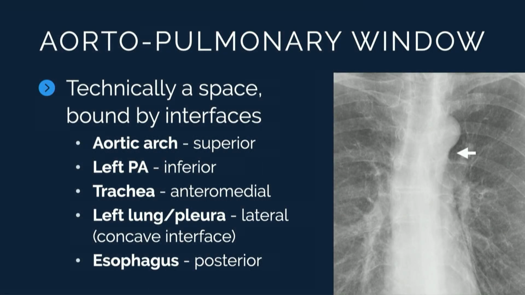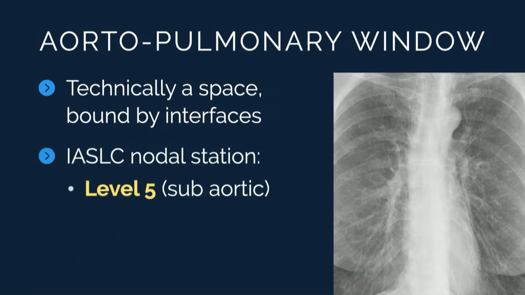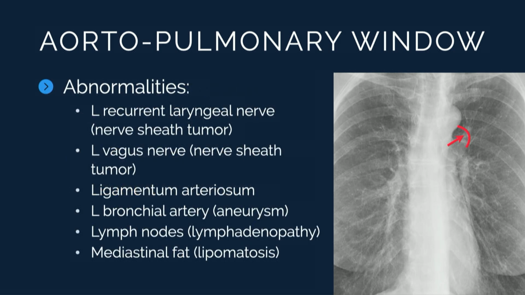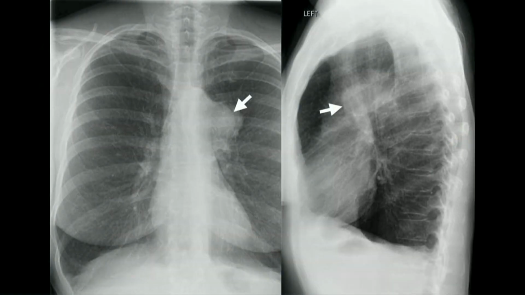The AP window is another area that we look at, and it's a complex anatomic space with lots of different boundaries that I have listed out here. But what we're looking for is an abnormal soft tissue opacity in that area. And so that could be due primarily to level 5 subaortic lymph nodes that will displace it. But there's lots of other pathology that can result in abnormalities involving the AP window, as I have listed here.